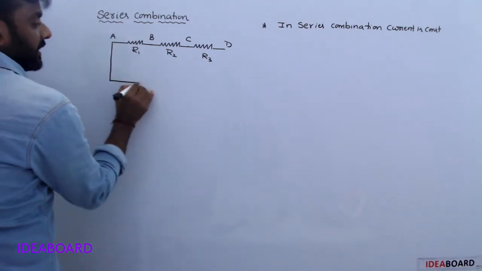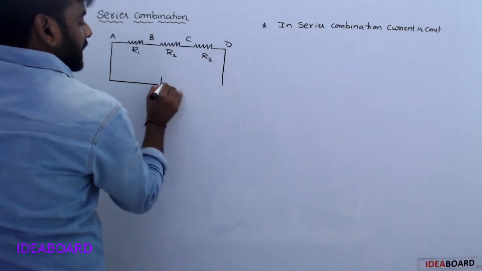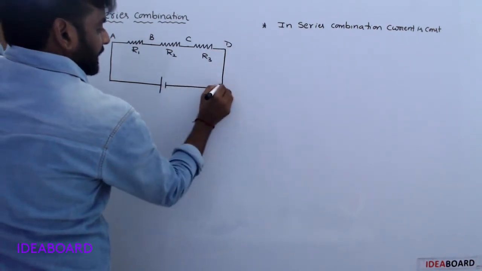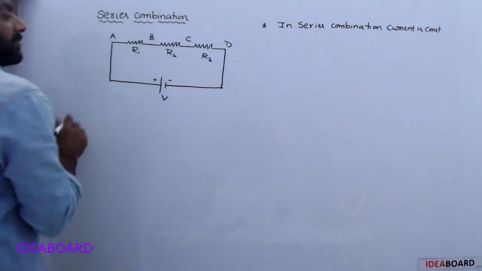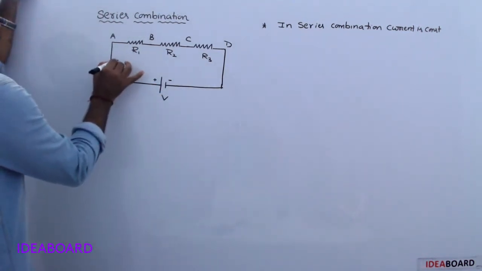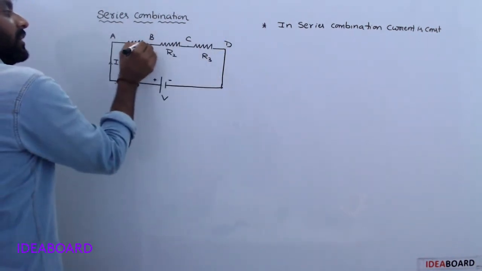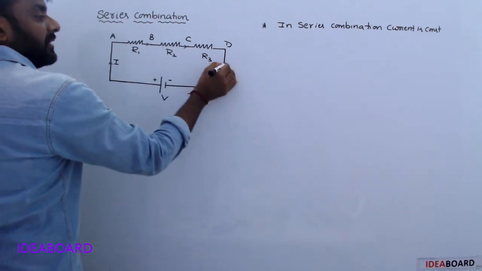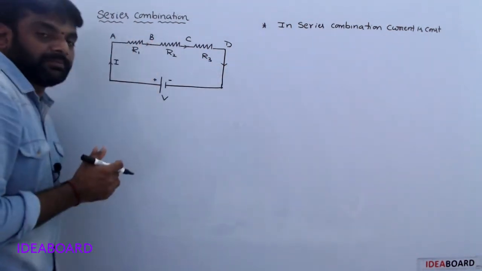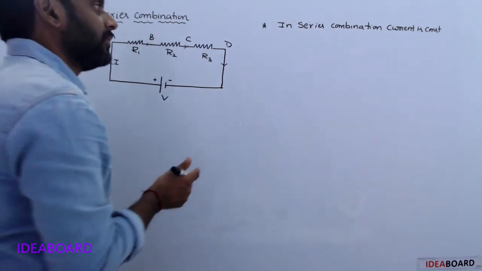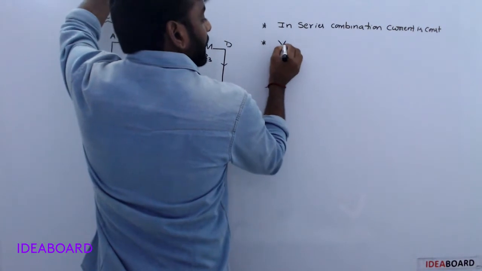Now, end A and end B are connected to a battery. Battery potential is V. Current I passes through this one. The same current passes through all the resistors because they are all in series. Here the potential is divided.